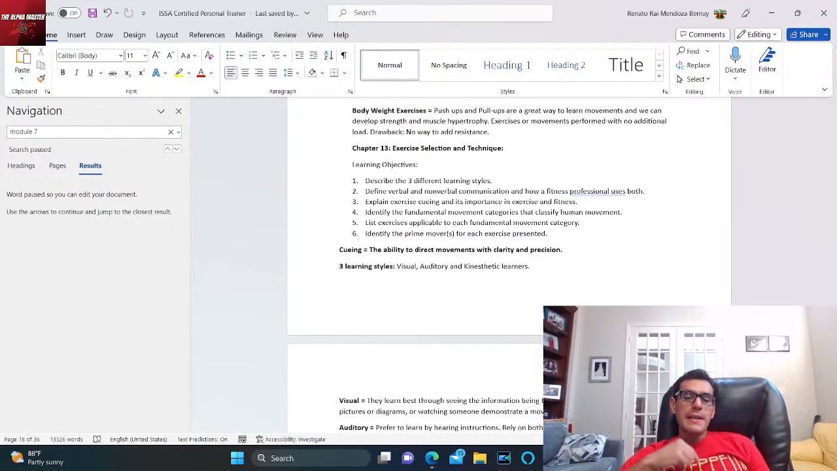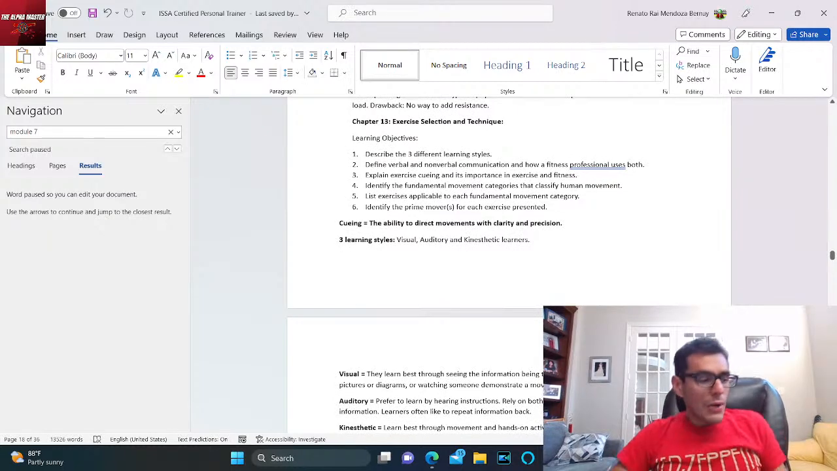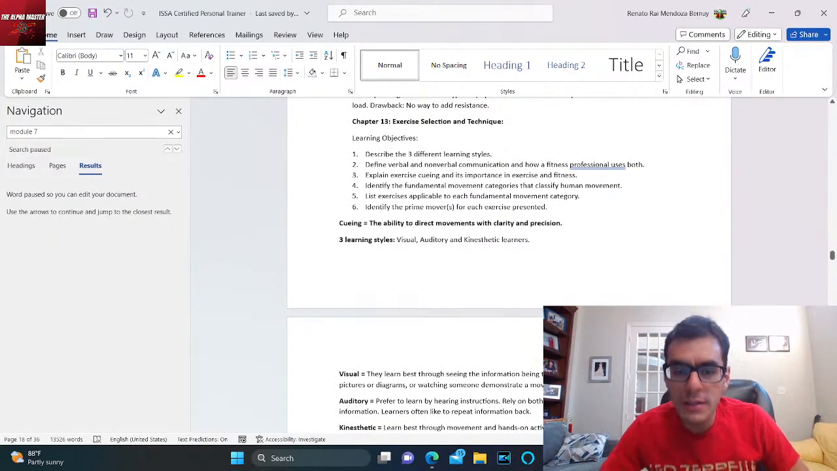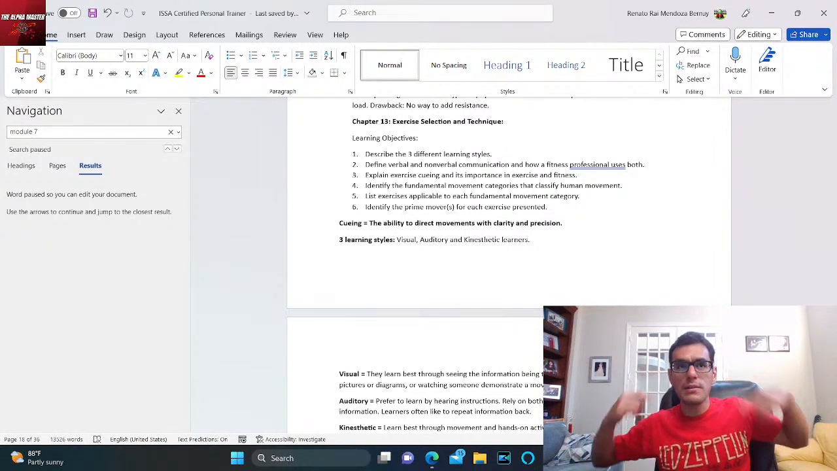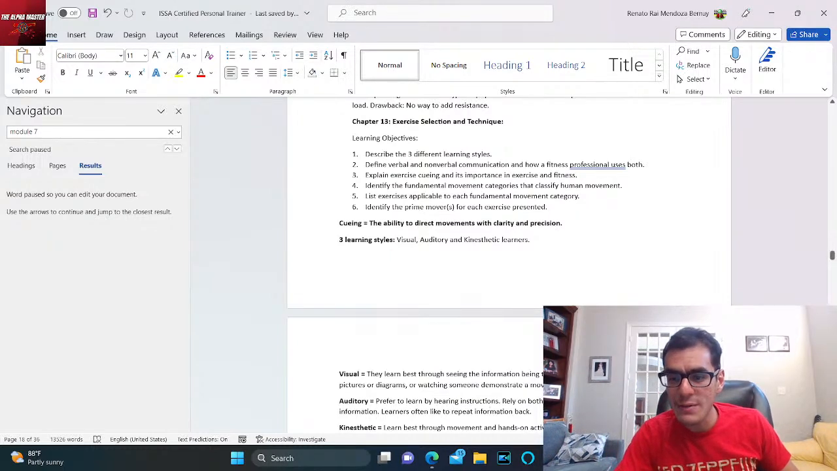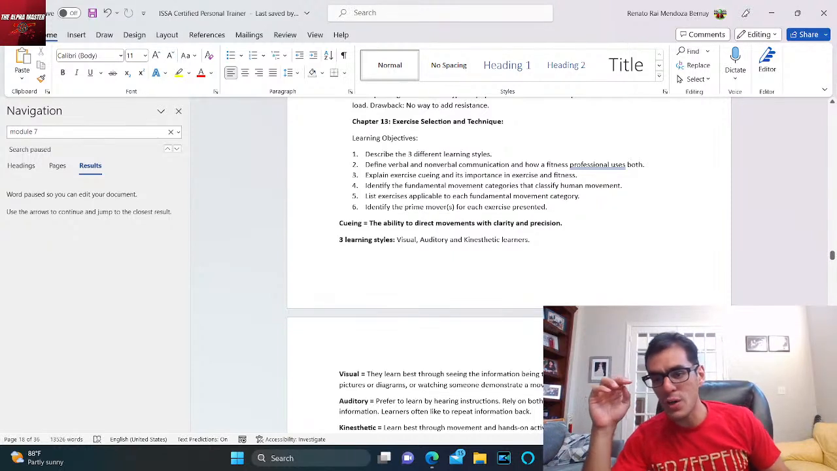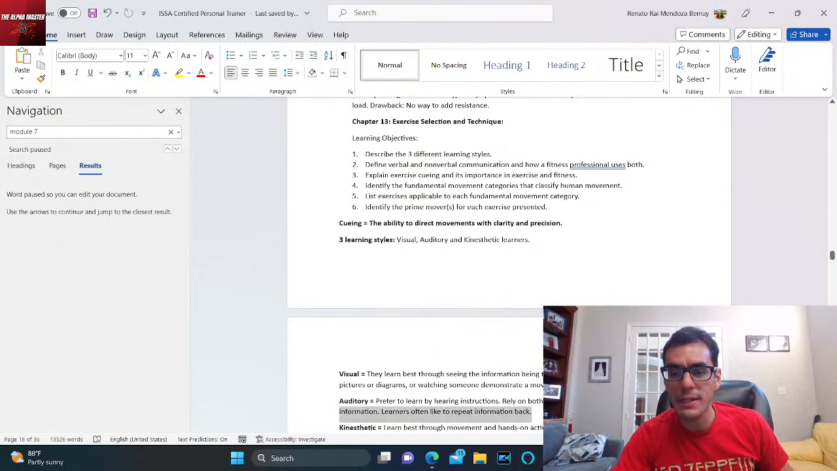Now, auditory learners prefer to learn by hearing instructions. They rely on both speaking and hearing to process information, and they often like to repeat information back.